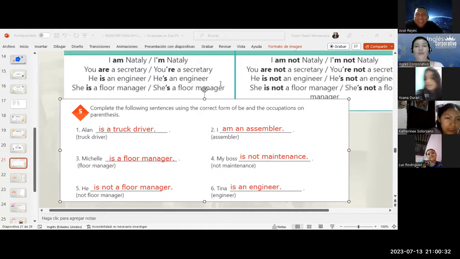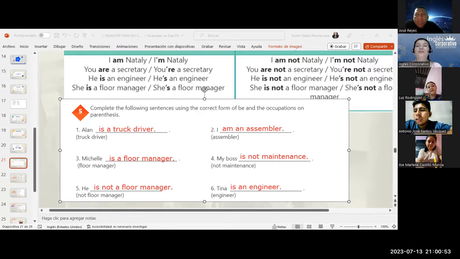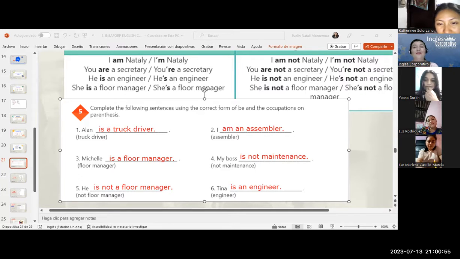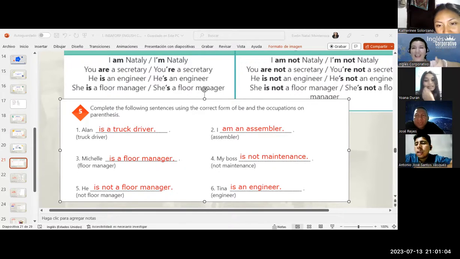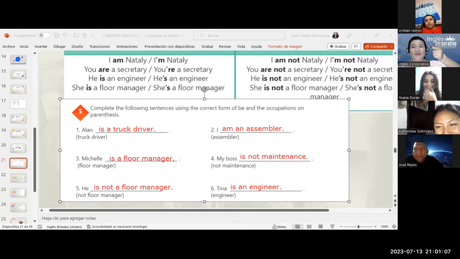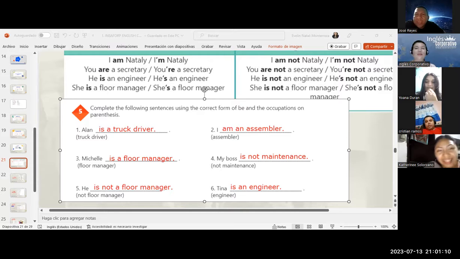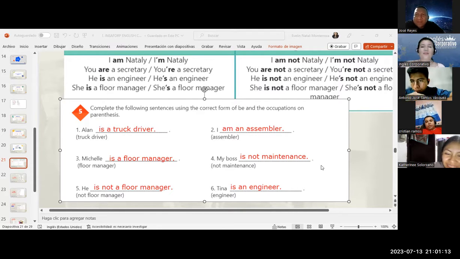What about truck? T, R, U, C, K. K. Q es la Q. Okay. K. Very good. How do you spell maintenance? M-A-I-N-T-E-N-A-N-C-E. Maintenance.